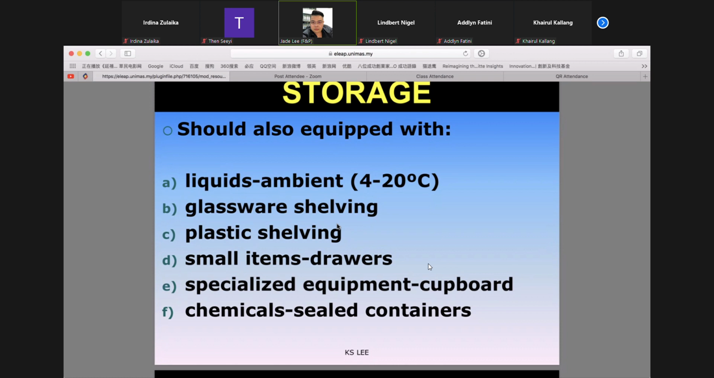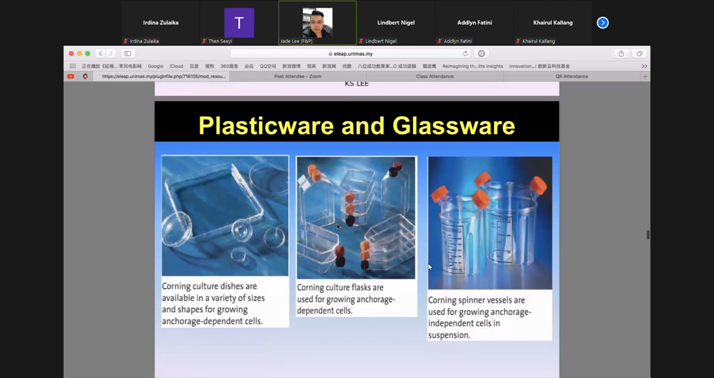For the other gases, the chemicals that may generate toxic gases, you need to put them in the fume hood, all right? And if they are light sensitive, you should put them in brown bottles or wrap them with aluminum foil, okay? These are examples of plasticware and glassware.